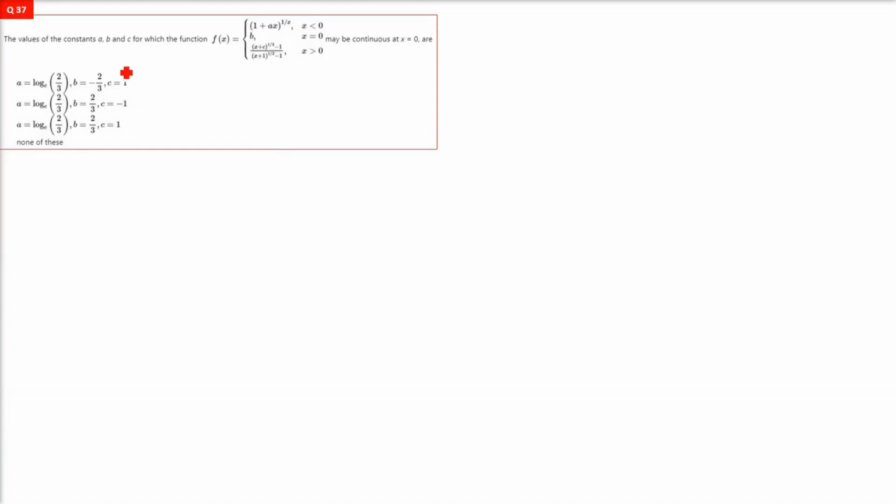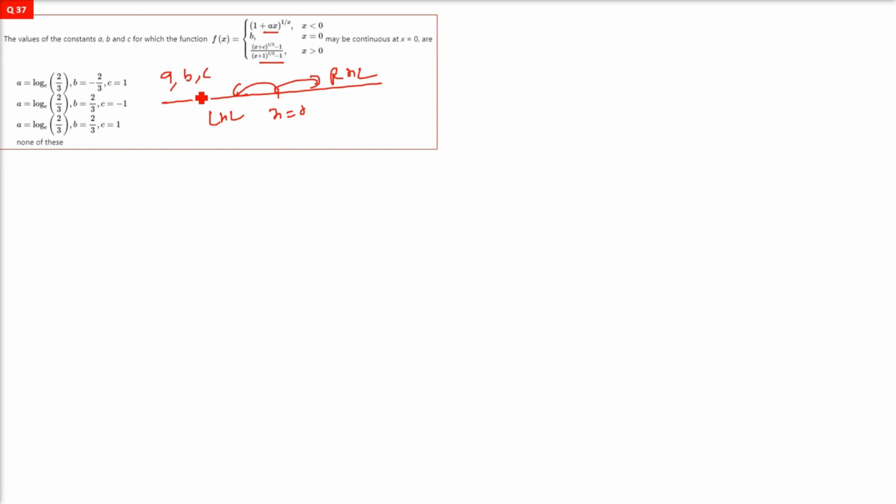The values of the constants a, b, c for which the function f(x) is equal to this. So you have a constant for x equals 0, b, and this may be continuous at x equals 0. So for points on the left of x equals 0, you have to take the first function. On the right, you have to take the last function. Okay, so a and b and c.